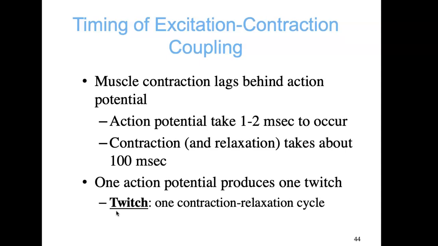So one action potential, we say, produces one twitch. And this twitch, don't think of it like when your eye twitches or your leg twitches. This is a physiological term. This is what we call one contraction-relaxation cycle, which can only be seen in a lab, in an experiment, because we don't function that way as a body. You wouldn't just have one little contraction and stop. When you are holding a pen or lifting your computer or getting out of a chair, you can't have just one action potential, because by the time you tried to get out of your chair, you'd fall. So this is just seen in a lab.